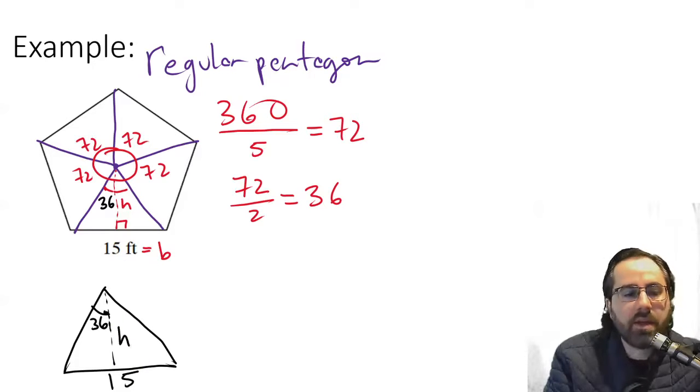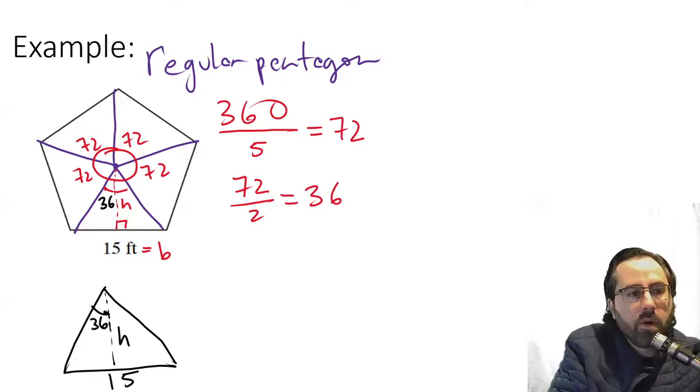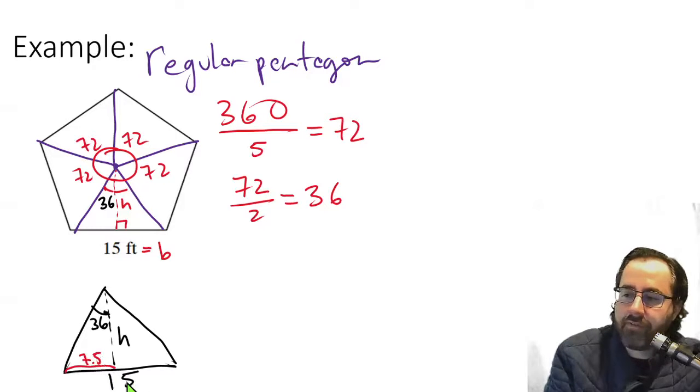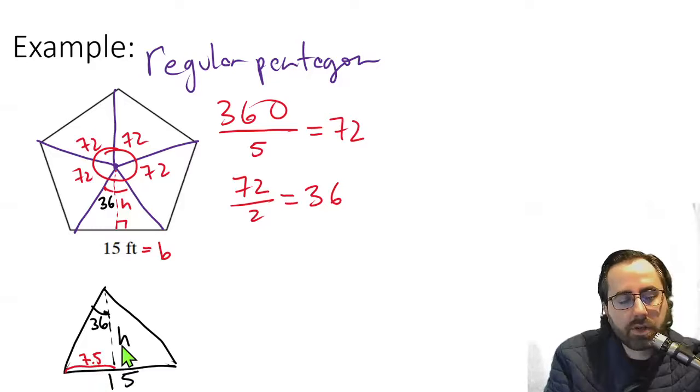So what would that unknown height be? Well, what we would do is say that this piece right here has a length of 7.5 because you take 15 and it gets cut in half. 15 divided by 2 is 7.5. Now we can find the height by doing trigonometry.